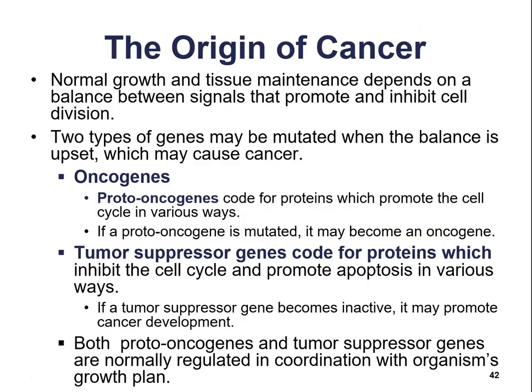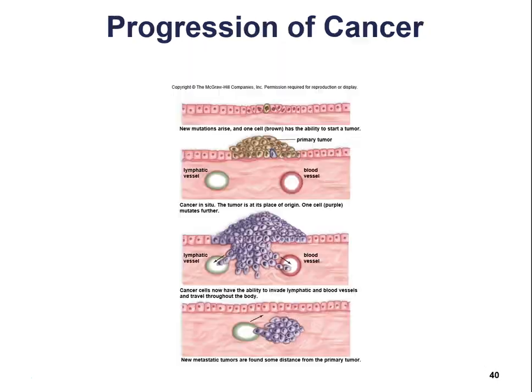A couple more slides on this, and again, this is a lot, but I think it's worth going through. In terms of the origin of cancer, we said it's multi-step, right? And so this illustrates this. It says normal growth and tissue maintenance depends on the balance between signals that promote and inhibit cell division, right? So again, this is the idea that if the cell cycle is not properly controlled, it can lead to cancer, okay? And we said that it's due to mutations, right? I just showed you this picture where we see this mutation and it forms a tumor, right?